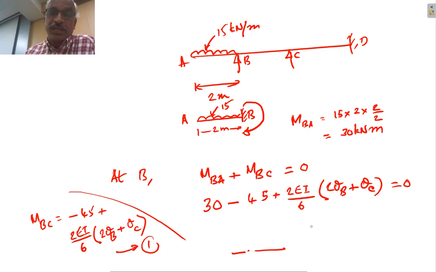There are different types of loading, uniformly varying load, moments, etc. For that you have to remember the formula. If this is known, you can say that we have completed the analysis of continuous beams by the slope deflection method. Other types of problems, frames, etc., we will continue in the next lecture, right? Thank you.